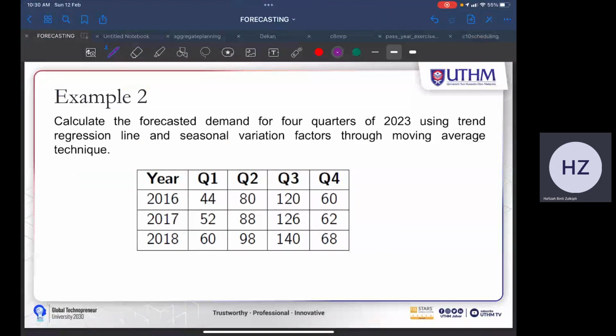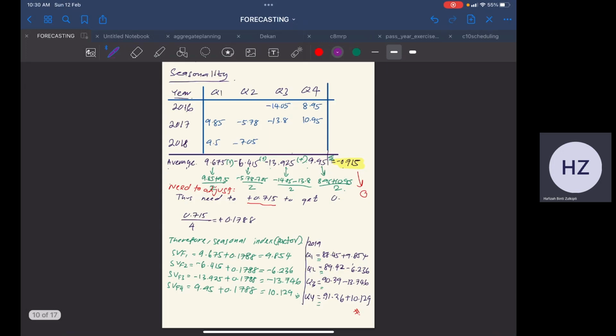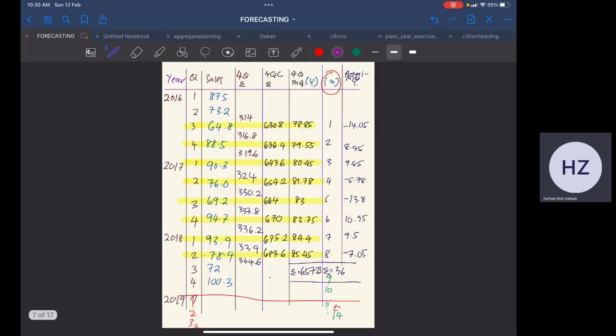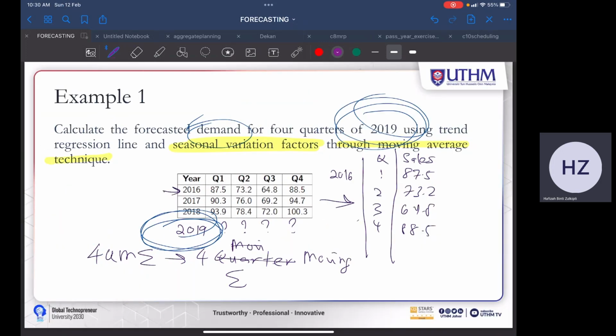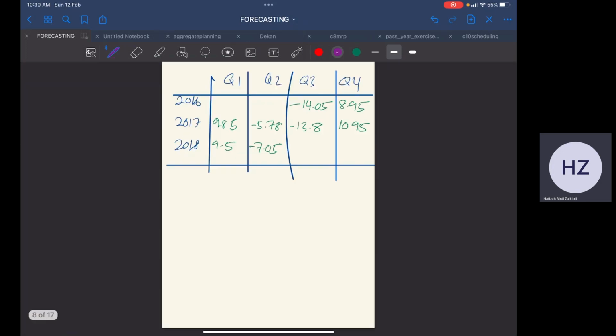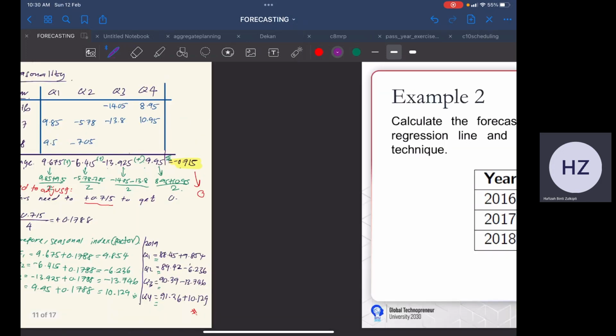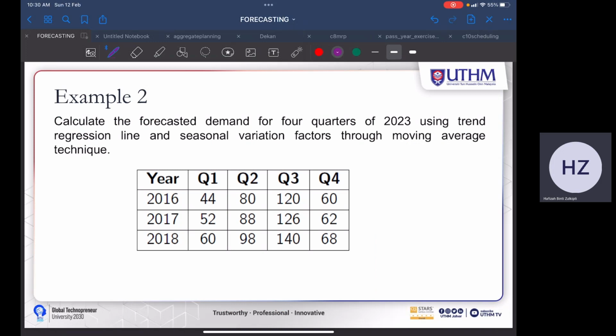This is a recorded lecture for the topic forecasting in management science. Previously in the lecture class, we already went through example 1 in the lecture notes. For this recording, I will show you how to solve example 2 in your lecture notes. So this is example 2.